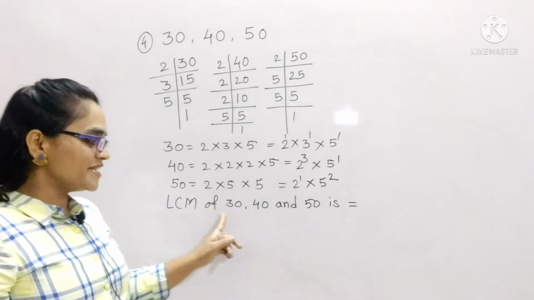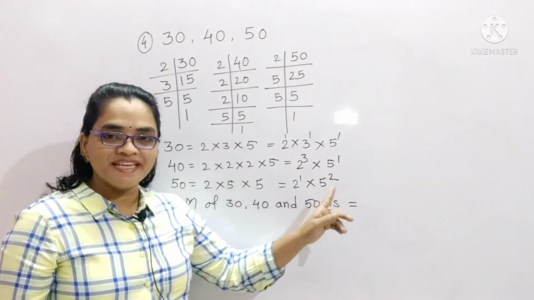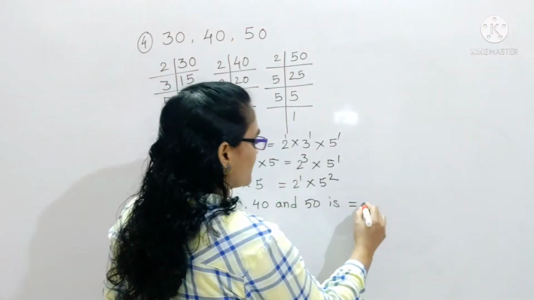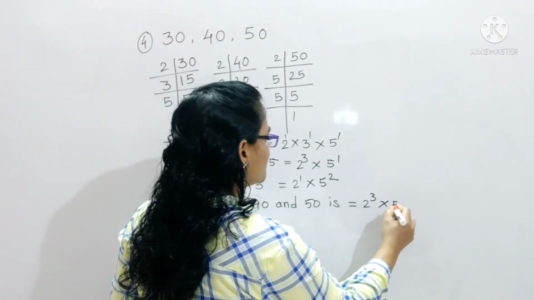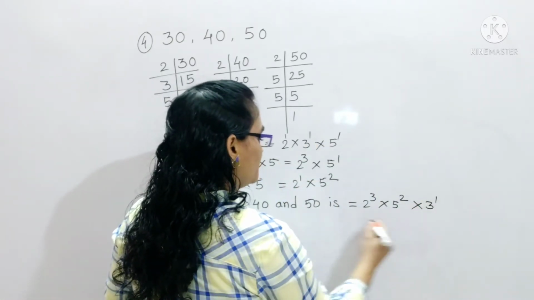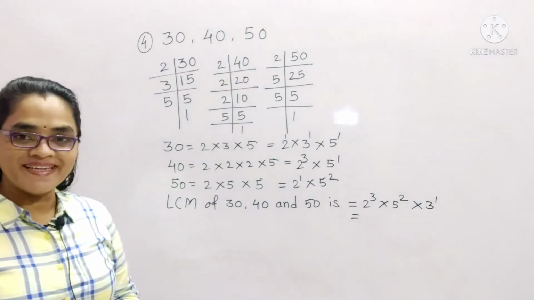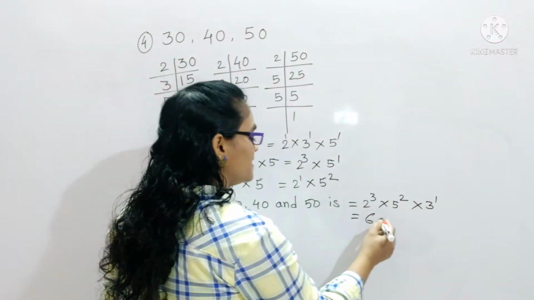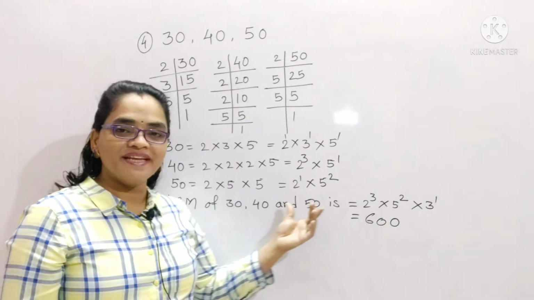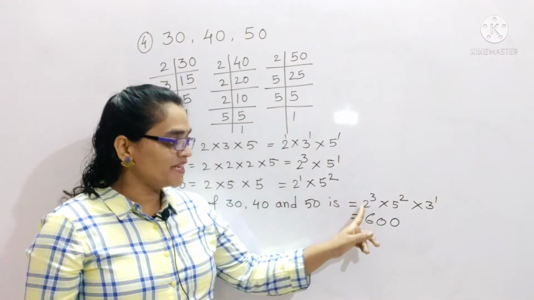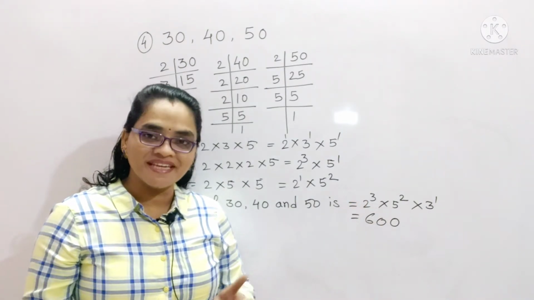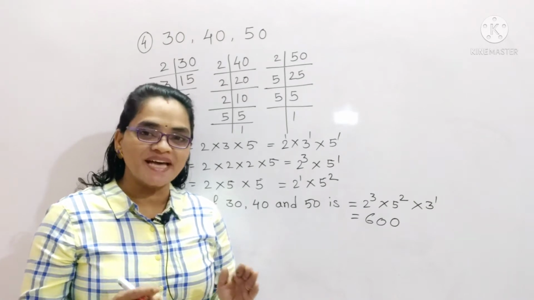Then find LCM of 30, 40 and 50: take the prime factors which have greater exponent. 2 raised to 3 into 5 raised to 2 into 3 raised to 1. And find its answer. It will come 600. 600 is LCM of 30, 40 and 50. Remember here 2 raised to 3 means 2 3s are 6 is not correct; it is 2 into 2 into 2, 3 times, that is 2 2s are 4, 4 2s are 8.